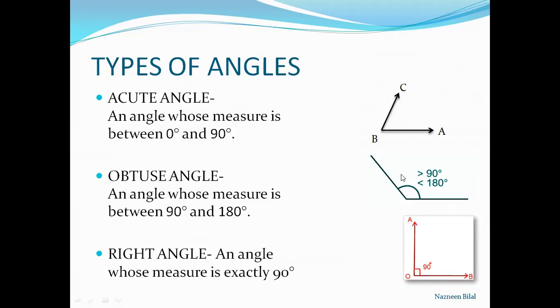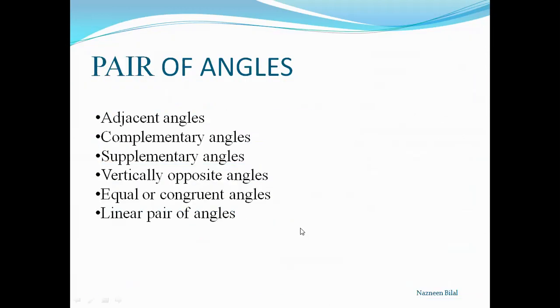And if the measurement is more than 90 degrees and less than 180 degrees, then the angle will be called an obtuse angle. An angle whose measurement is exactly 90 degrees will be called a right angle. Pairs of angles: we have adjacent pair of angles, complementary angle, supplementary angle, vertically opposite angle, equal or congruent angle, and linear pair of angles. Let us learn them one by one.